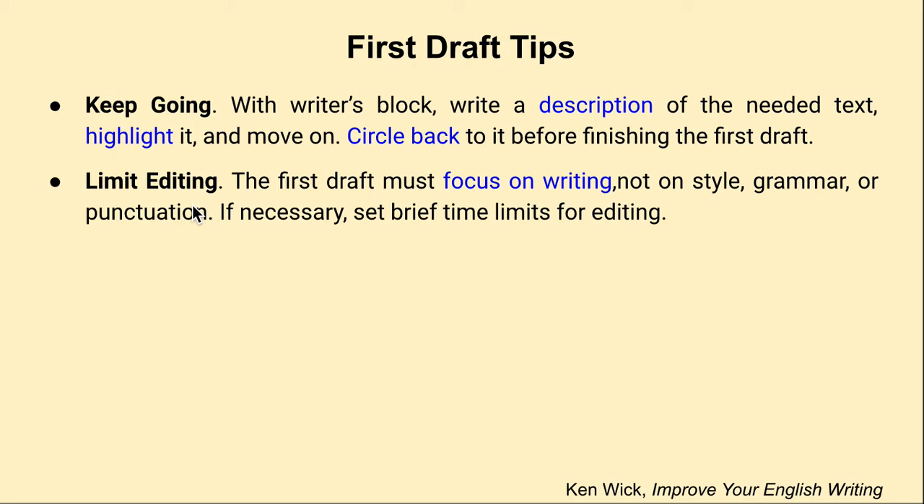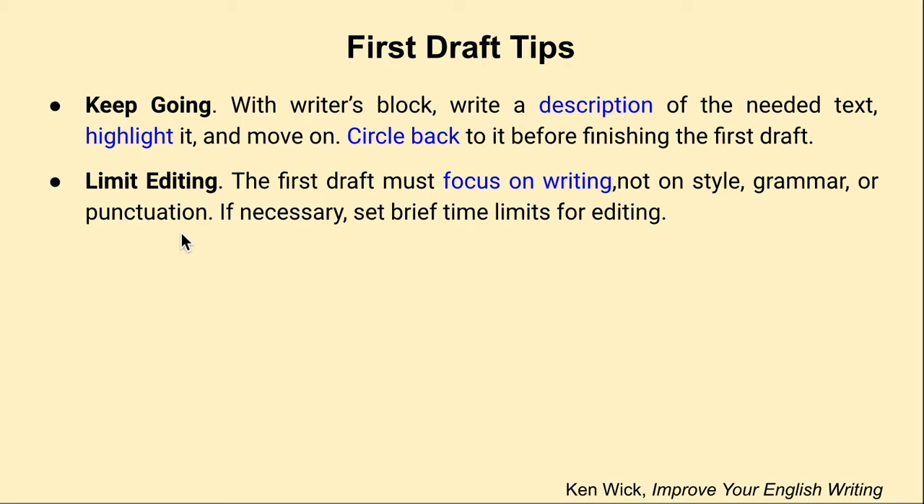Limit editing. Now, I've already beaten editing like a dead horse, but basically you shouldn't be editing during the first draft. You should be writing during the first draft because that's the focus of the first draft. So the focus is writing. It's not style, which is normal formatting, capitalization, things like that. Nor is it grammar, nor is it punctuation.